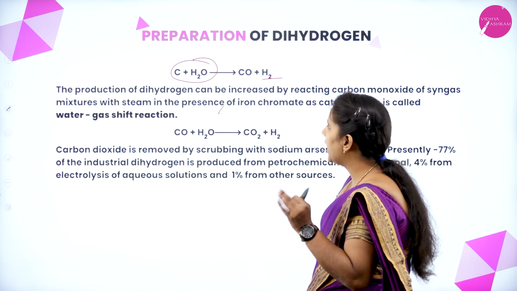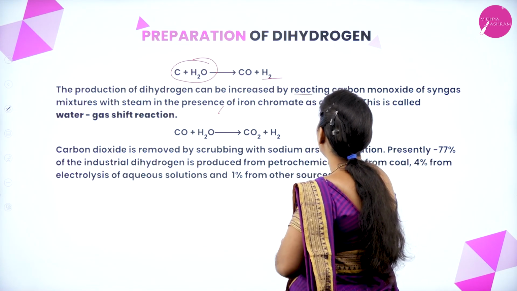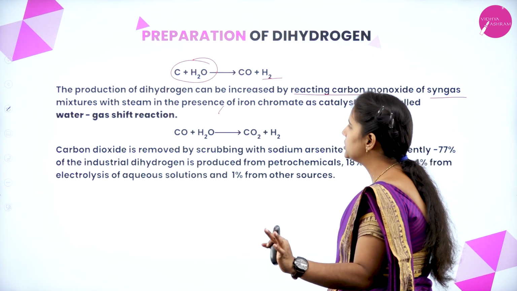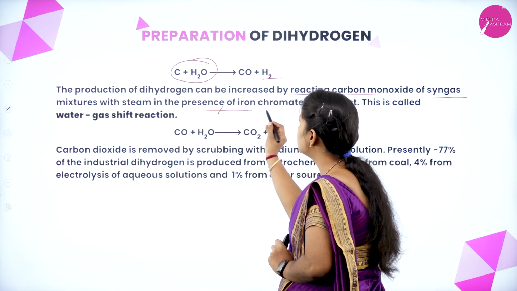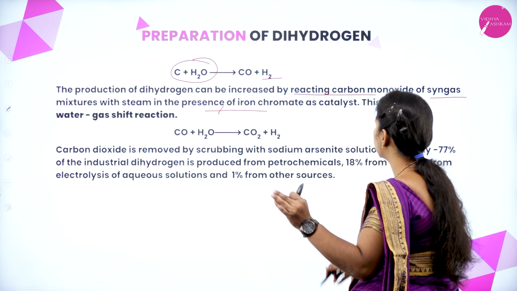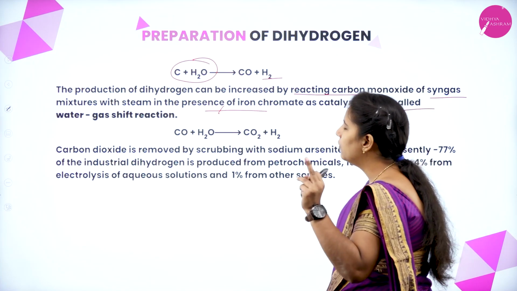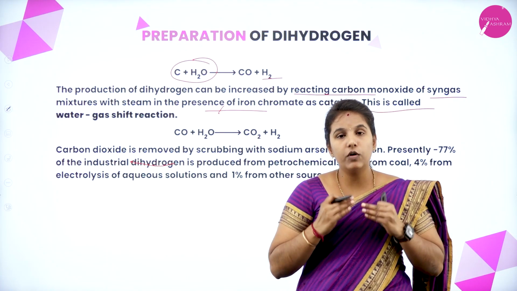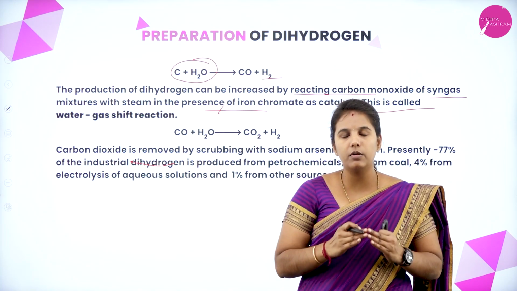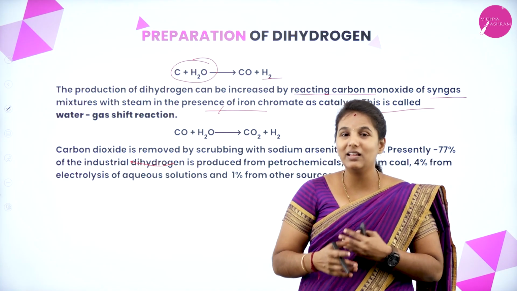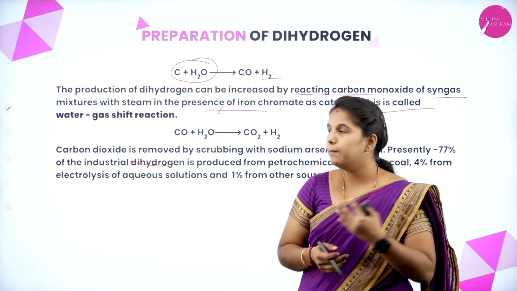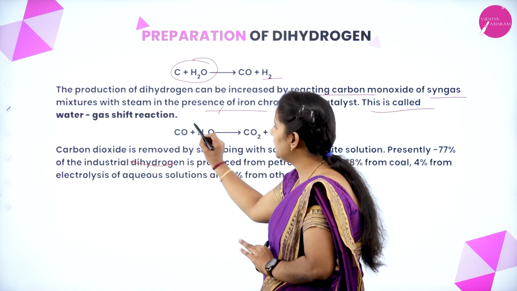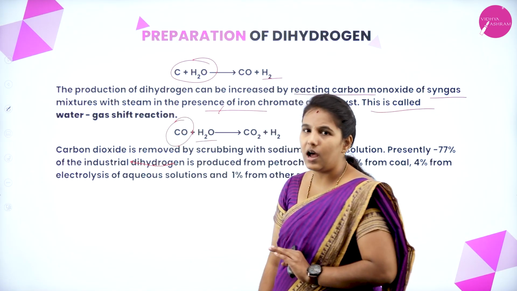So, the production of dihydrogen can be increased by reacting the carbon monoxide of the syngas mixture with steam in presence of iron chromate as a catalyst. This is known as the water gas shift reaction. Remember, once we obtain the mixture of carbon monoxide and hydrogen gas, we can increase the production of hydrogen gas by using iron chromate as a catalyst by treating the carbon monoxide with water.